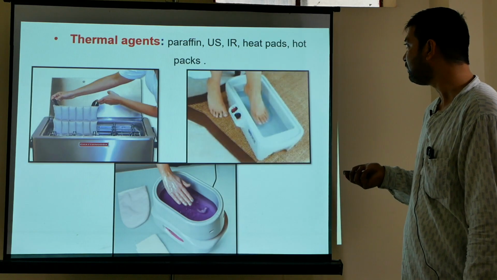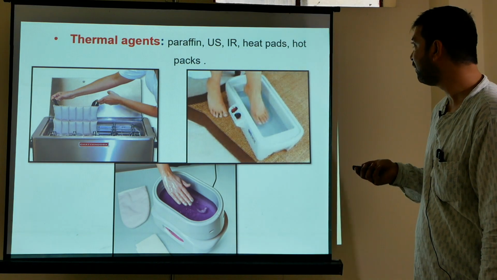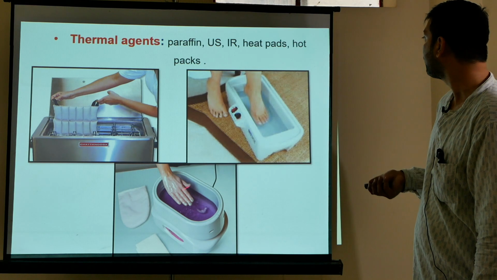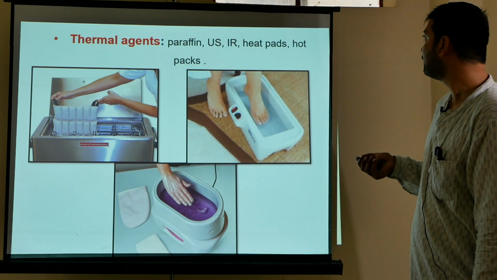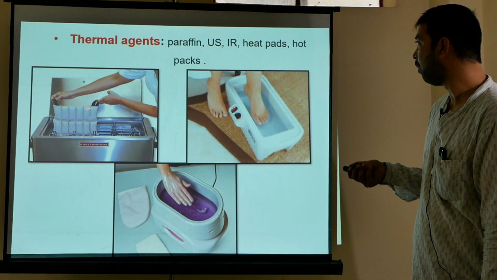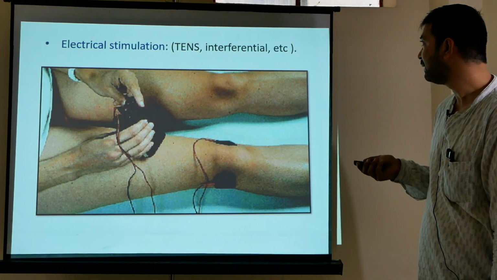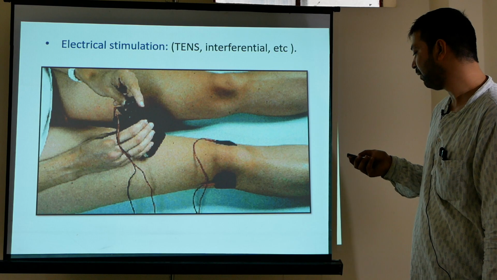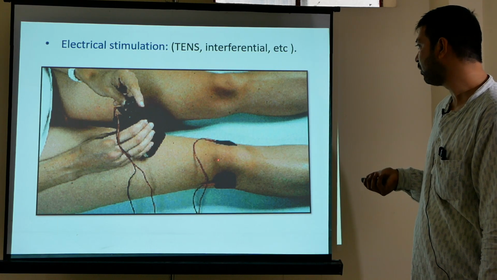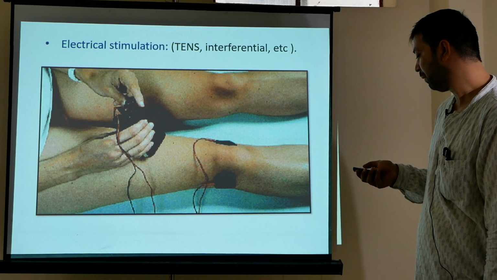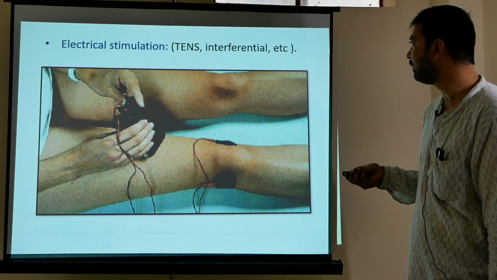Second, thermal agents: paraffin wax, US, IR, heat pads and hot packs. Next is electrical stimulation, TENS or interferential. We apply the electrode over the affected area, the painful site or over the joint to minimize the pain or to reduce the swelling.